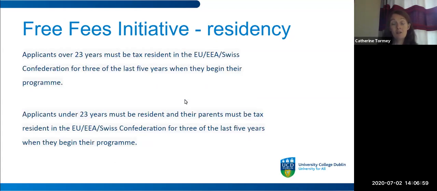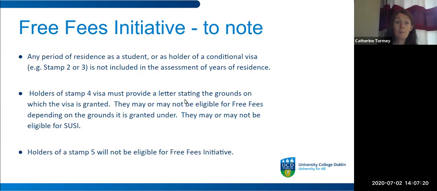So the Free Fees Initiative also has a residency criteria, and applicants who are over 23 must be tax resident in the EU, EEA or Swiss Confederation for 3 of the past 5 years. And applicants who are under 23 must be resident, and their parents must be tax resident in the EU for 3 of the past 5 years when they begin their programme.